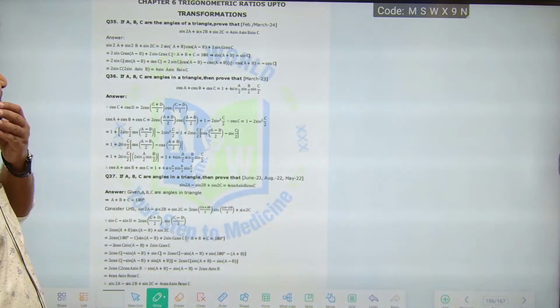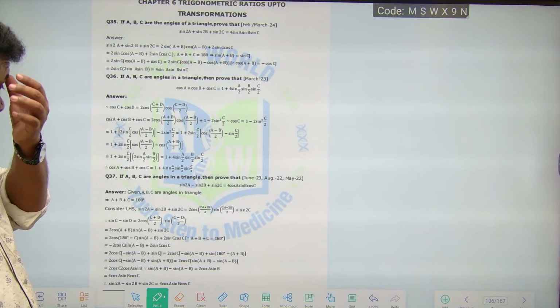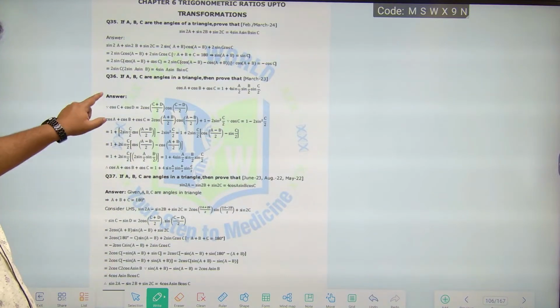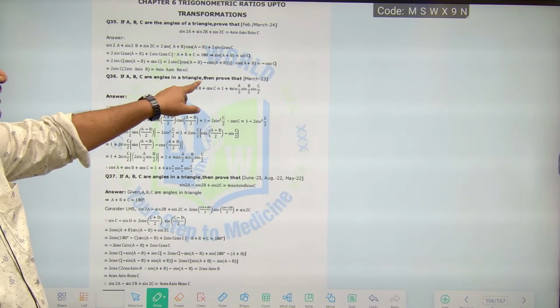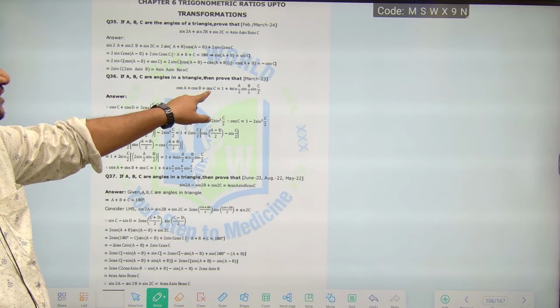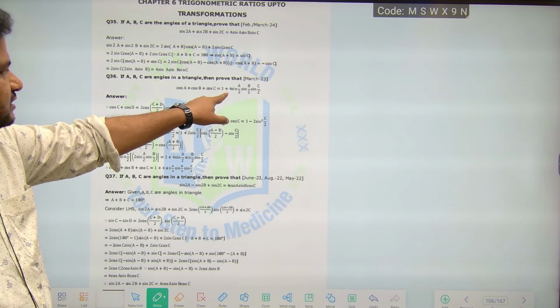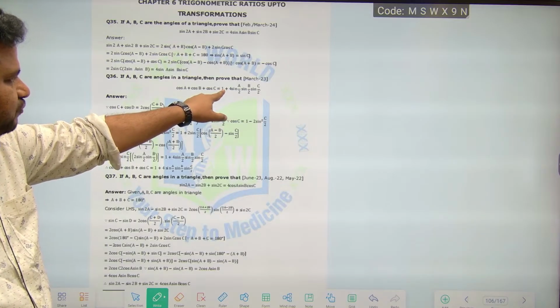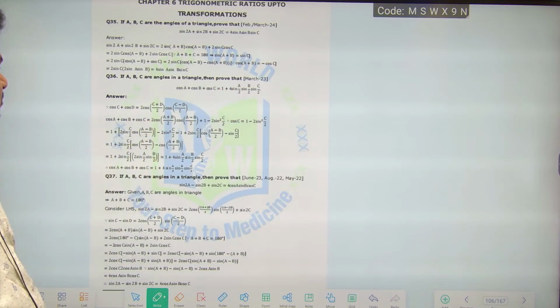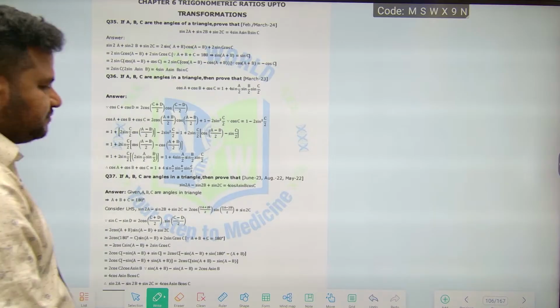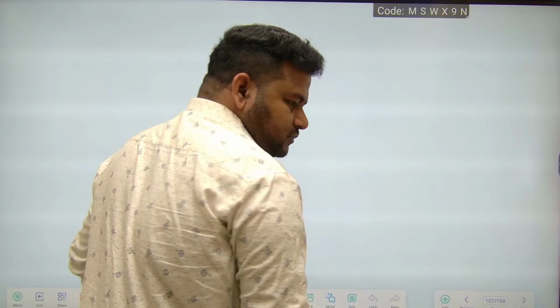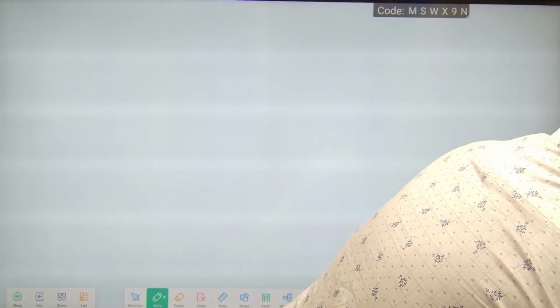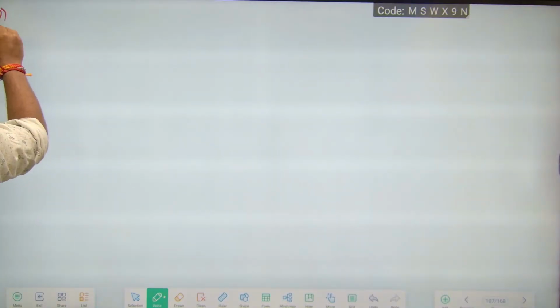They are telling us that A, B, C are angles in a triangle. Then prove that cos A plus cos B plus cos C is equal to 1 plus 4 sin A by 2 sin B by 2 sin C by 2. This is what they are telling us to prove. So let us take up this question, friends. The question is, prove that.